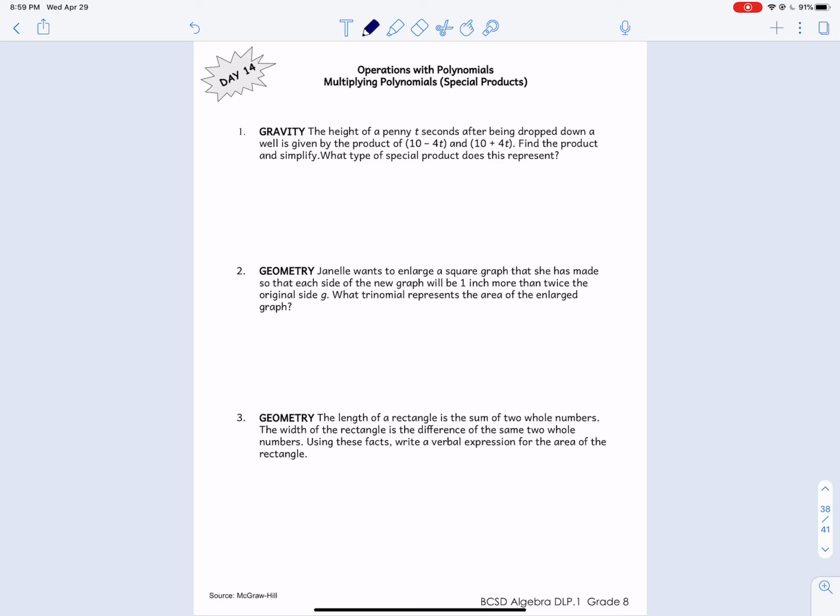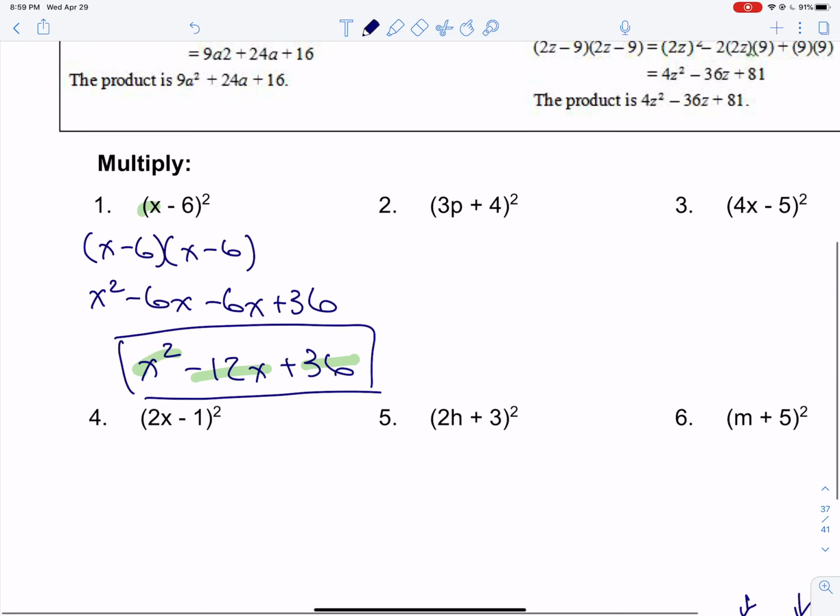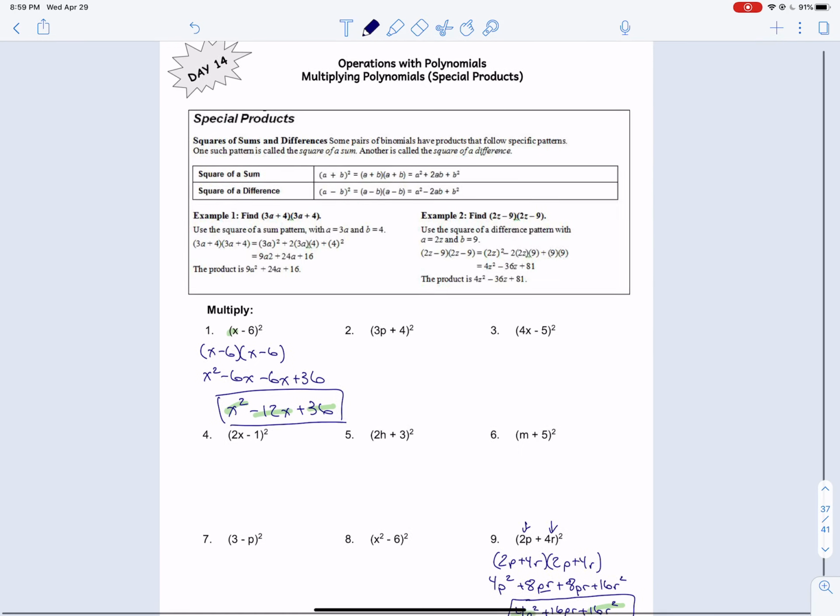Let's try number 2, geometry. It says, Janelle wants to enlarge a square graph that she has made so that each side of the new graph will be 1 inch more than twice the original side G. What trinomial represents the area of the enlarged graph? So the trinomial is basically what we ended up with, right? 1, 2, 3 terms, so it's a trinomial. So that's what we're looking for.